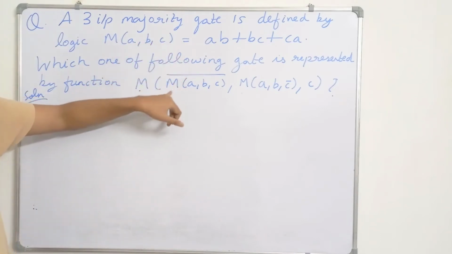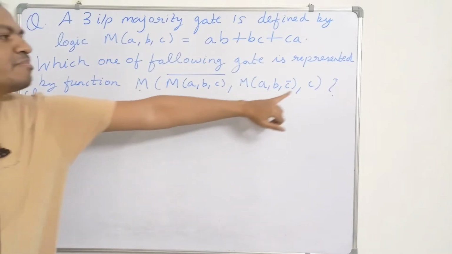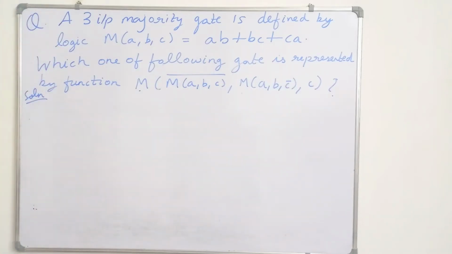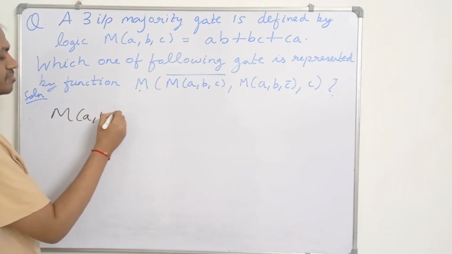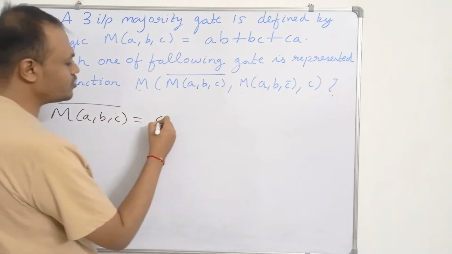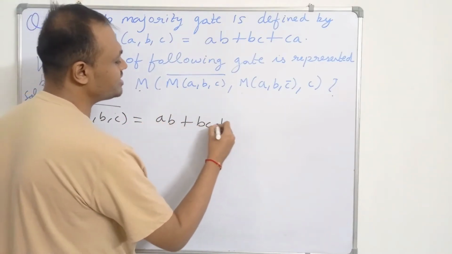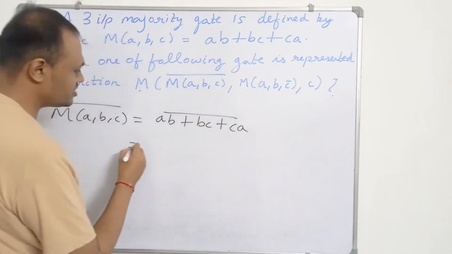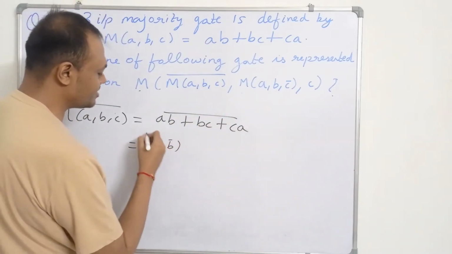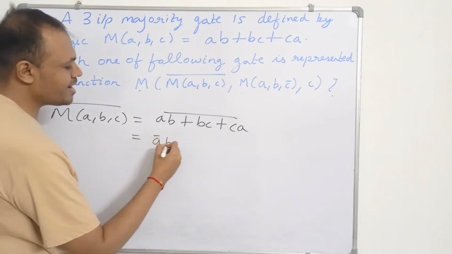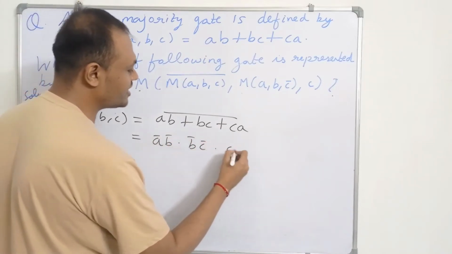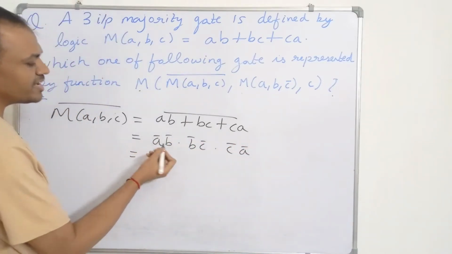So instead of this function, this is given. This is now A, this is now B, this is now C. So C is C only. If we take this first, M of A, B, C whole bar will be equal to AB plus BC plus CA whole bar. So this will be equal to A bar plus B bar, because this will be equal to A bar B bar dot B bar C bar dot C bar A bar.